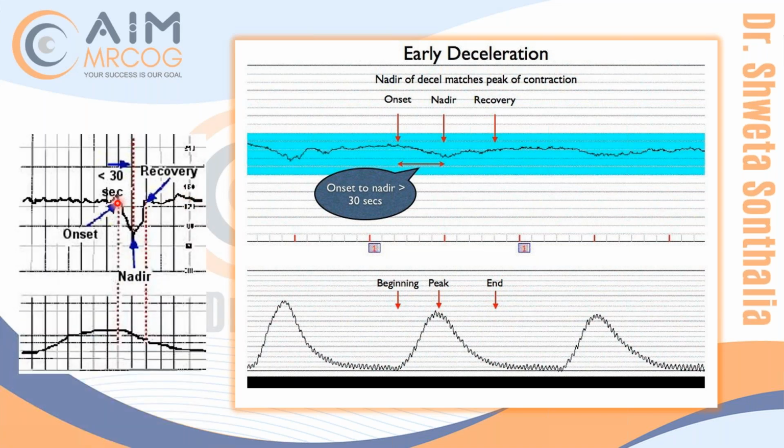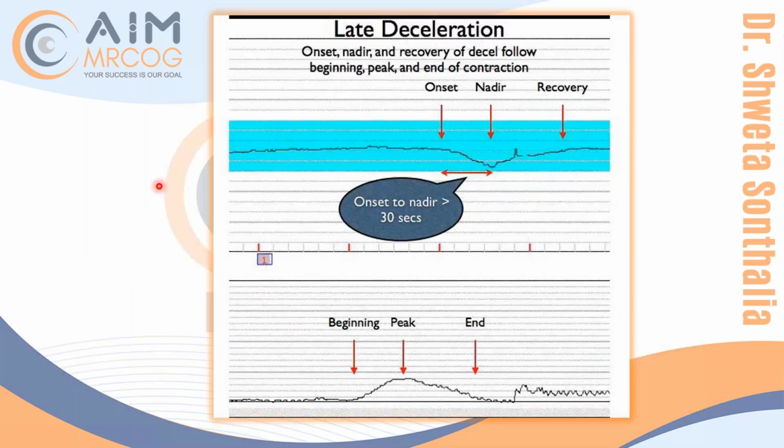So if you see from here to here, 30 seconds, and then slow recovery. Slow down, slow recovery is early deceleration. Now late deceleration. Late deceleration means it should be after contraction. We all know it is after contraction. So onset, nadir, and recovery will follow after this. So beginning of contraction here and your beginning of deceleration is here. So it is after the contraction starting and then dipping and then recovery.